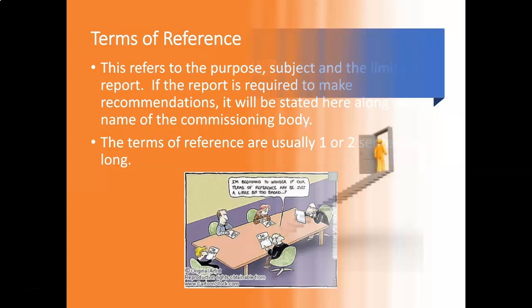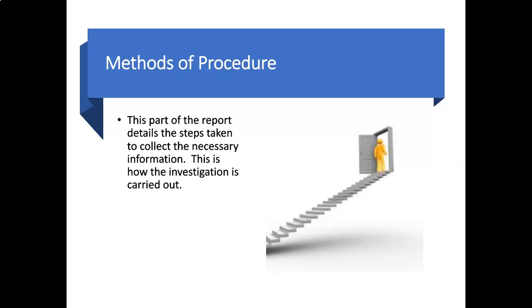Okay, so let's move on to the next slide. This one is methods of procedure. This is the part of the report that details the steps taken to collect the necessary information. This is how the investigation is carried out. So the guy is climbing down the stairs, so he's making his way all the way to the top of his game, to the top of his mountain. So that's what the methods of procedure is.